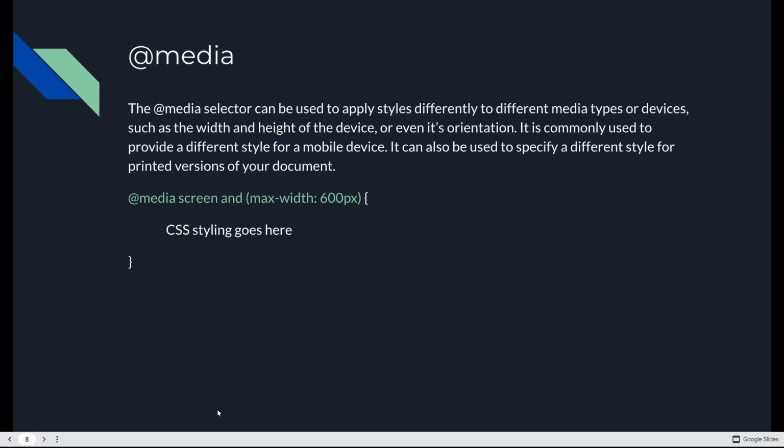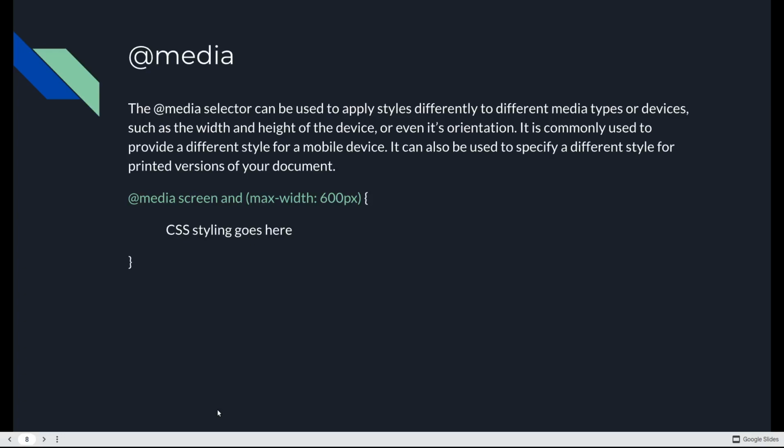And then the media selector is another thing that can be used to apply different styles to different media types or devices. You can do this based on the width and height of the device, or even its orientation. You commonly use this for providing a different style for your mobile device, which is exactly what we're going to do with this. And you can also, just throwing it out there, use this to specify a different style for print versions of your document, because maybe someone wants to print your web page if you've got product information on it or something like that.